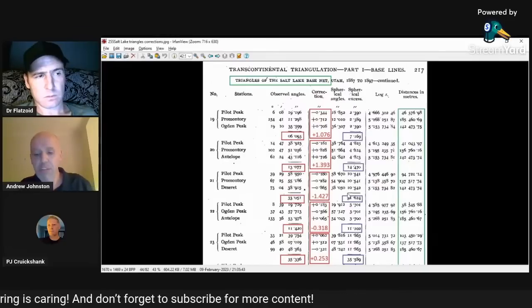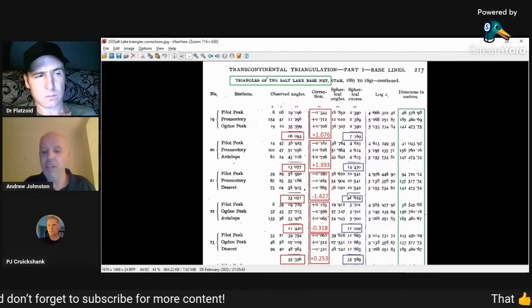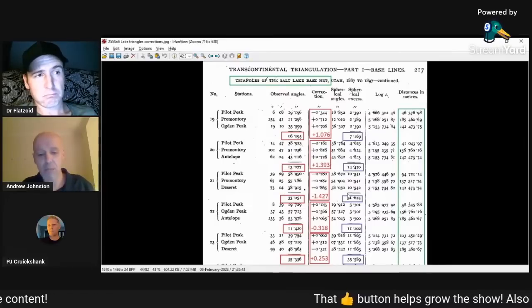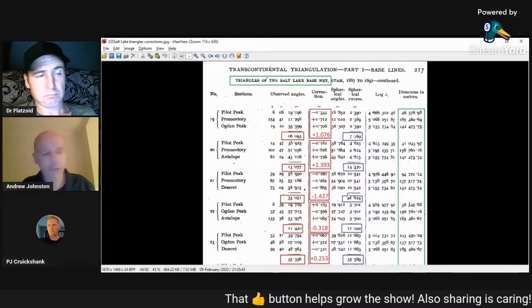So now that we've done the corrections to the angles, we can calculate the distance between the points and therefore give locations for all those surveying points using trigonometry.